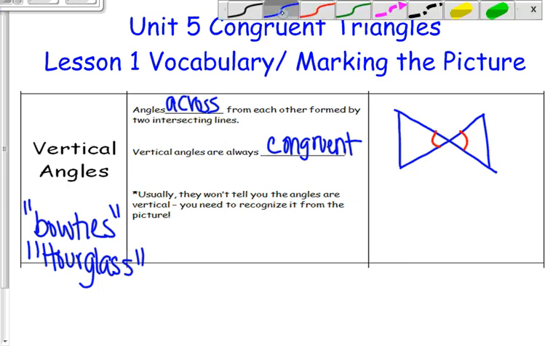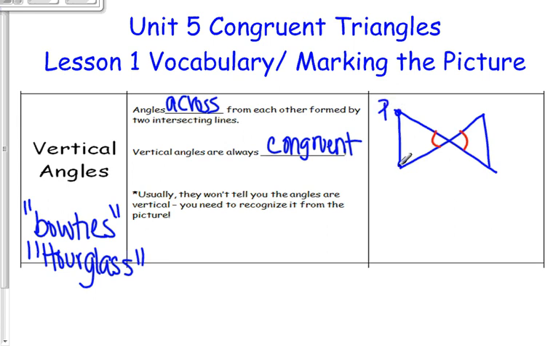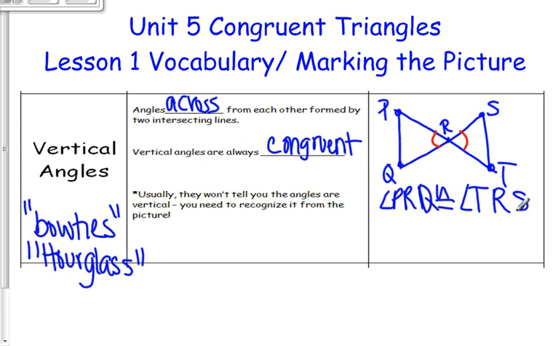I should probably label my triangles here. So P, Q, R, S, and T. From this picture, we would gather that angle PRQ is congruent to angle TRS. That's what we would be pulling from there. Again, I had to use three letters because angle R would be naming both of them. So we have to know specifically which order we're talking about.